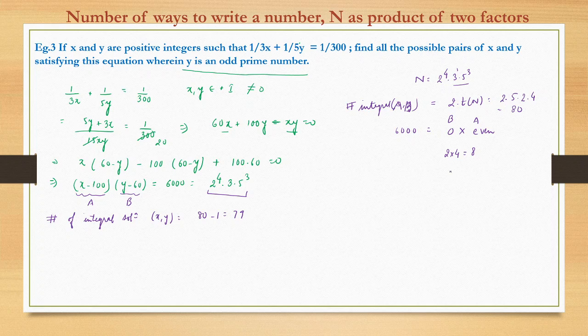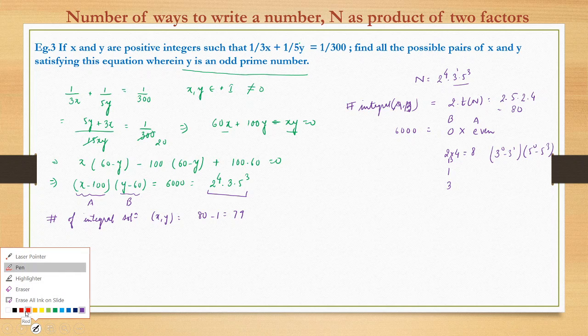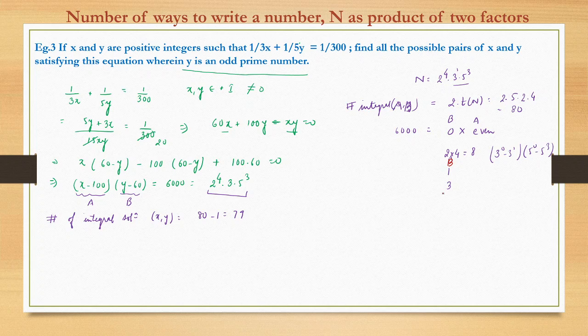B can take a value on the odd numbers. So it will take 3 raised to power 0 to 3 raised to power 1 and 5 raised to power 0 to 5 raised to power 3. So it will take 3 raised to power 0, which is 1, 3 raised to power 1, which is 3. This is the value of B, right? I'm writing the values of B here: 1, 3, then it can be 5 raised to power 1, then 5 raised to power 2, then 5 raised to power 3.